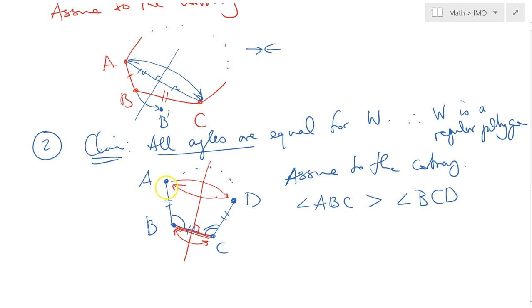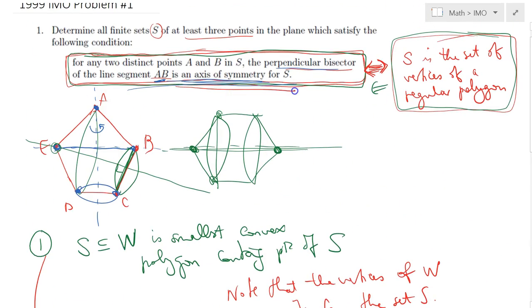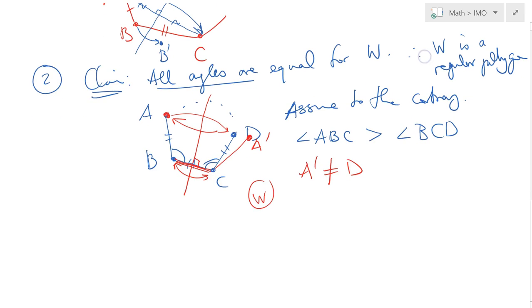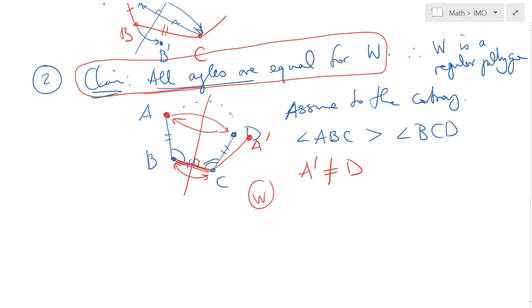Because the shape is not symmetric with respect to the perpendicular bisector of BC, right? Does everyone see that? So if I reflect A, let's call it A prime, because the angle is larger, it would reflect onto a point somewhere here, which is definitely not equal to D. So A prime is not equal to D. But again, this contradicts the definition of W, so it falls outside W, right? But this is a contradiction because it violates the condition of the problem, and as a result, we sustain that all the angles of W are equal as well.